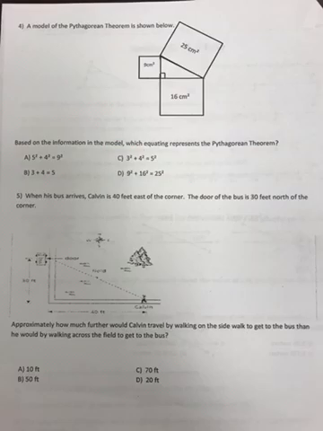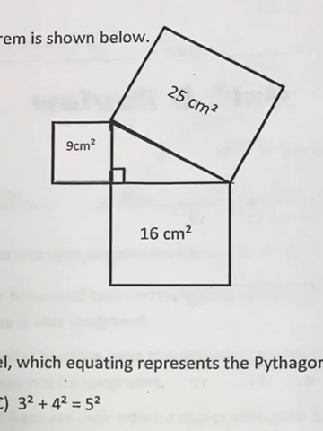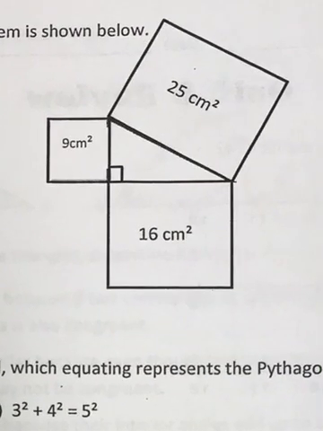On number 4, it says the model of the Pythagorean Theorem is shown. Based on the information in the model, which equation represents the Pythagorean Theorem? Well, this is just a visual of the Pythagorean Theorem, and what I want you to notice is that they've got the little square marks here, which means that they've already squared the numbers.